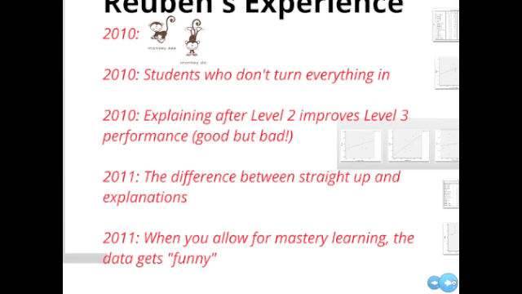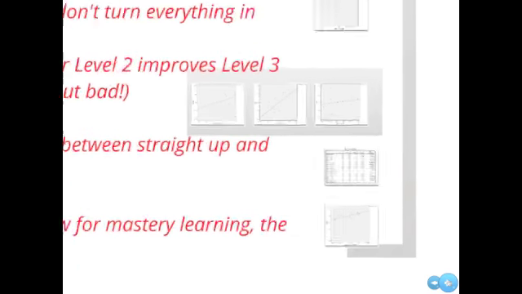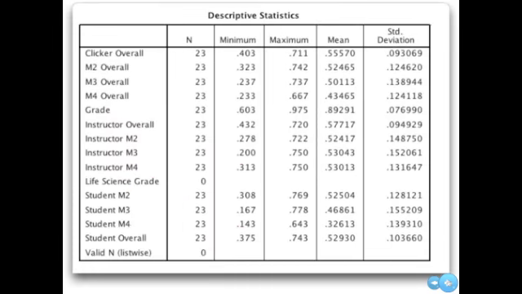Then, of course, there's the difference between the straight up and the explanations. Okay, and I talked a bit about that already. You can see here, when I did the explanations, I got that same little increase in the middle. When the students did it straight up, they got the score declining straight in. So that's something, depending on what decision you make, you're going to see that.